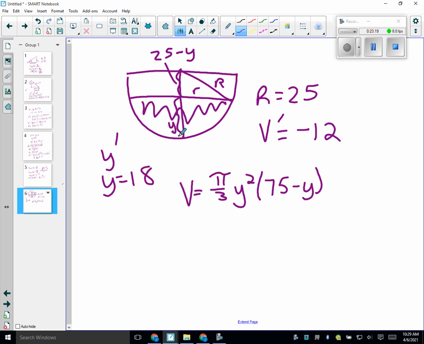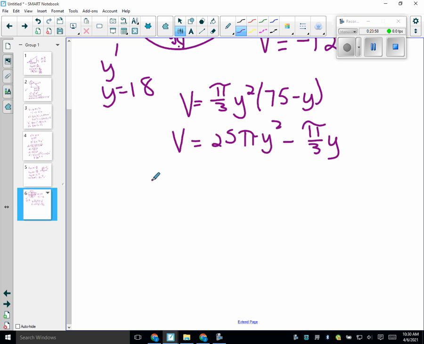Okay. So can I take, I'm gonna clean this up before I take the derivative. So V prime equals 25 pi Y squared. That's not the prime part. Yeah. No, that's just V. Sorry. So V is 25 pi Y squared minus pi over 3 Y cubed. Right? Now can I take the derivative?